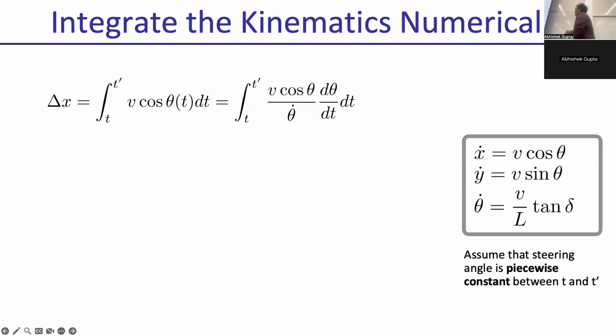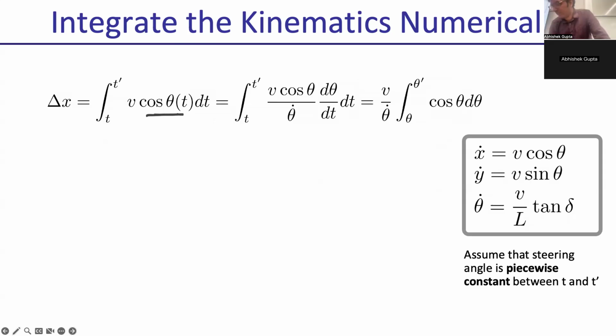V sine theta, right? The integral of V cosine theta is just going to be V sine theta, right? But one thing you have to be careful about here is that the integral is with respect to t, and your cosine theta is a function of theta. So what you're going to do is multiply and divide by theta dot, d theta over dt, and assume that theta dot, the rate of change of theta, remains constant in that interval.